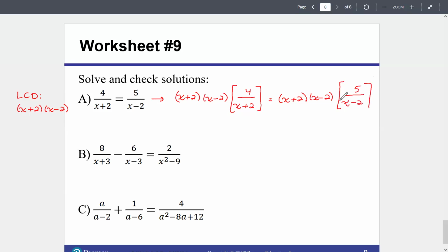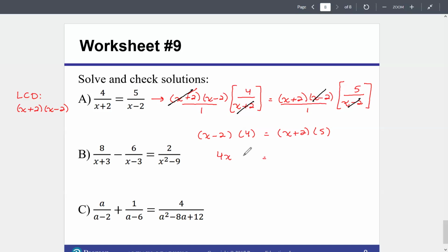And as a reminder, we said that this is essentially like being over 1. So you can think about it as being like multiplication, meaning, oops, I hit something on my thing and it started erasing. That means that this and this would cancel out here, and this would be canceling out here. So what I'm going to be left with is just going to be the x minus 2 times the 4 and the x plus 2 times the 5.